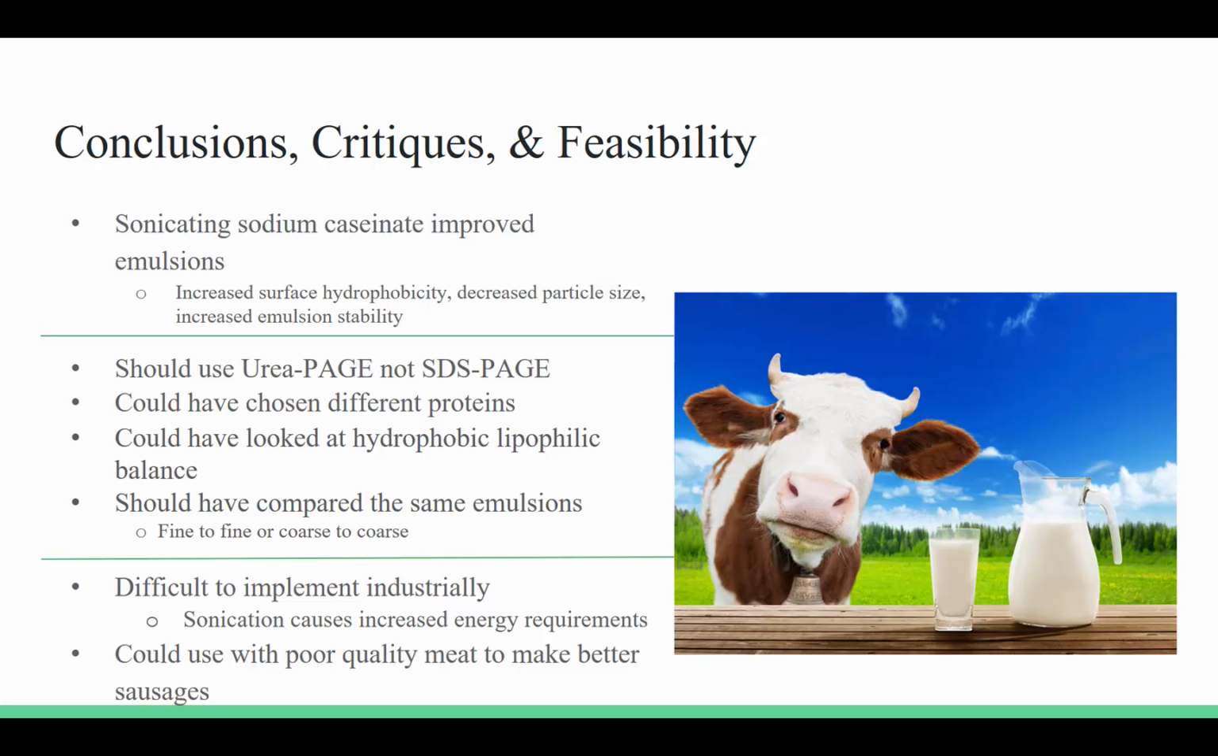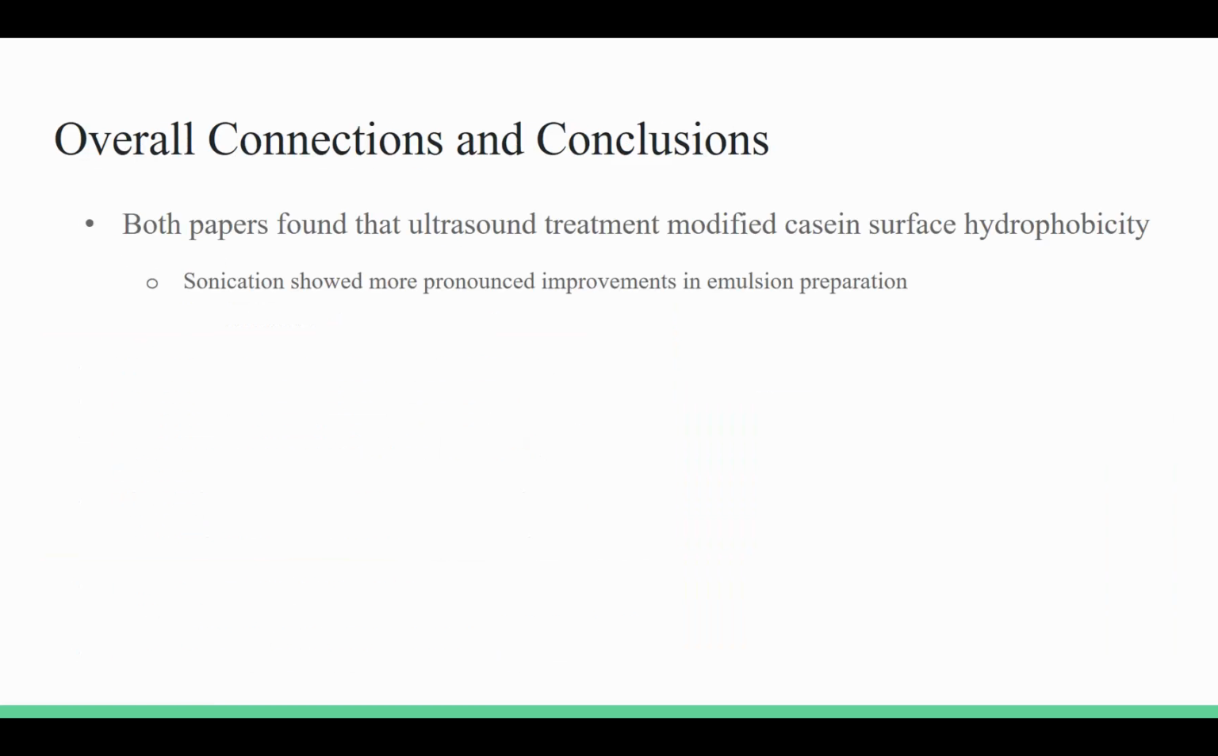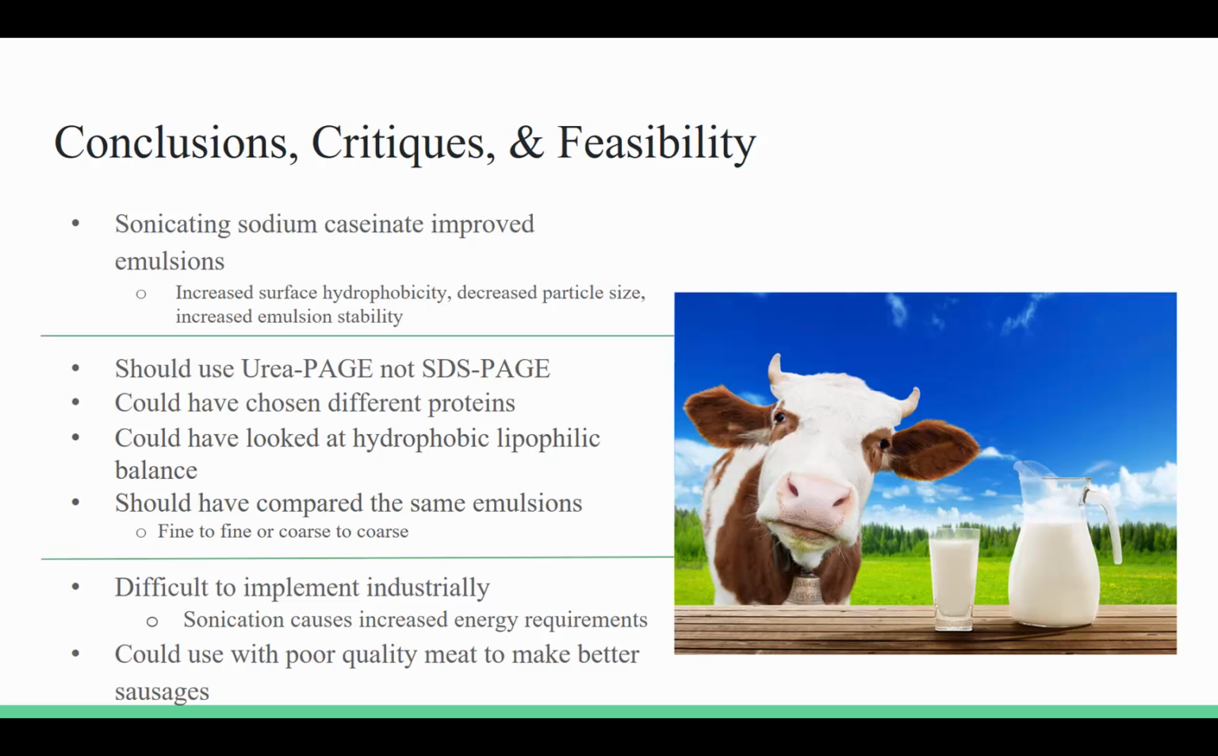With the increased energy requirements, it's just not worth it. And then you could use this with a poor quality meat to make a better sausage. Oh, I do have to point out the cow too. You can't have a presentation for me without the cow.